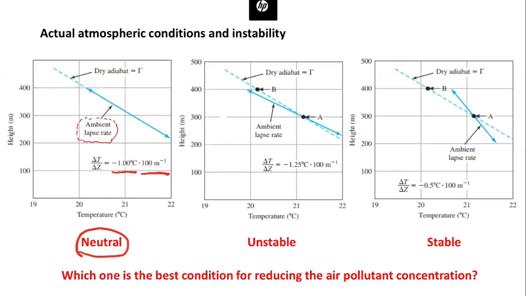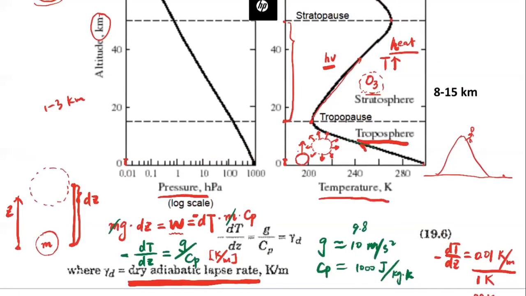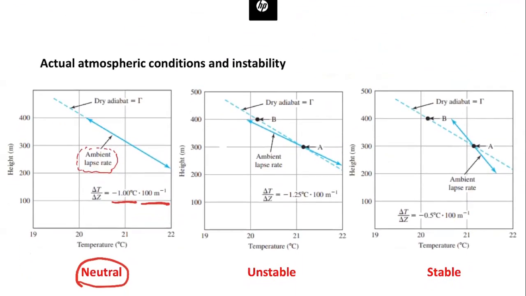follows this theoretical condition, right? This is what we mentioned. Basically, we're talking about the actual ambient air that's following this temperature change here. So here, the dry adiabatic means this is basically the ideal calculation that we just showed earlier. This gamma here is basically -1 Celsius per 100 meters. So what we're trying to say is that if the ambient lapse rate, or the actual temperature lapse rate, follows this dry adiabatic lapse rate, then we call this a neutral condition.